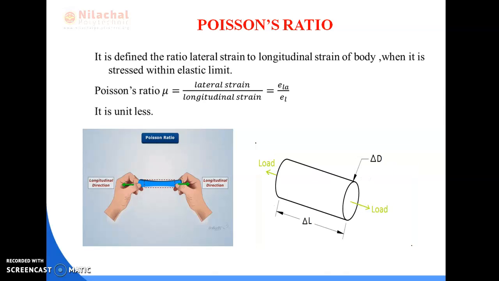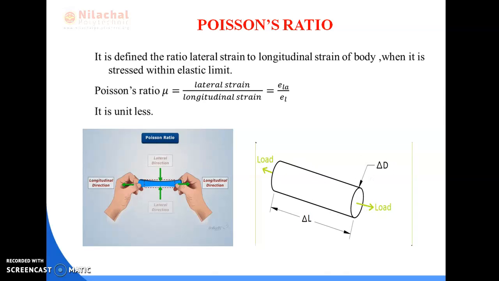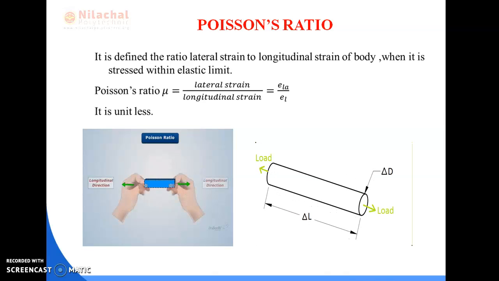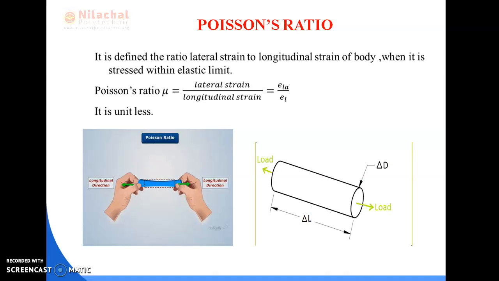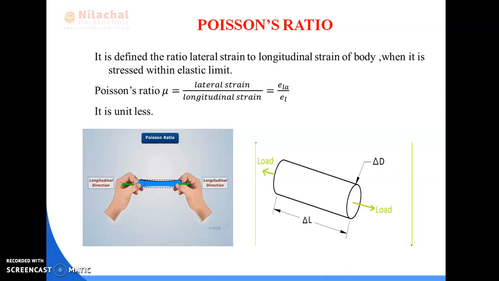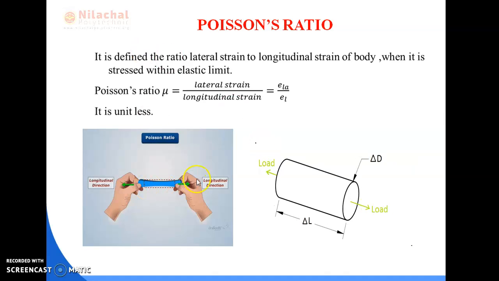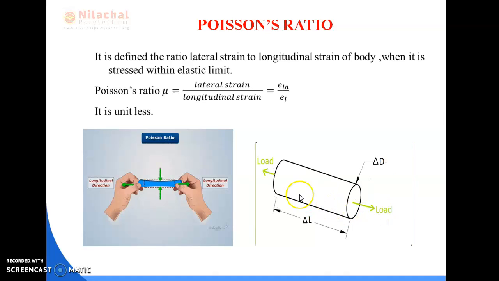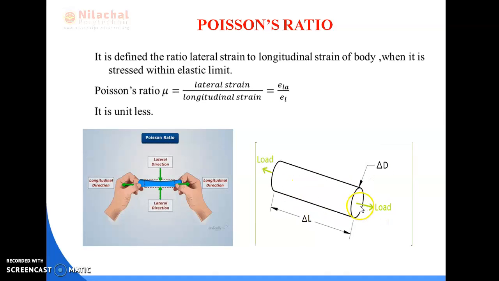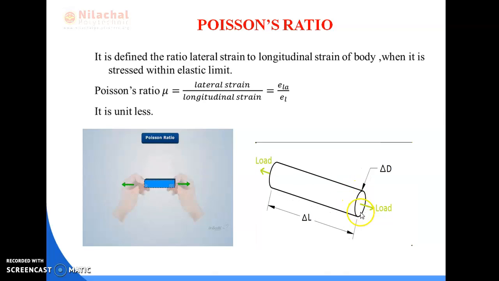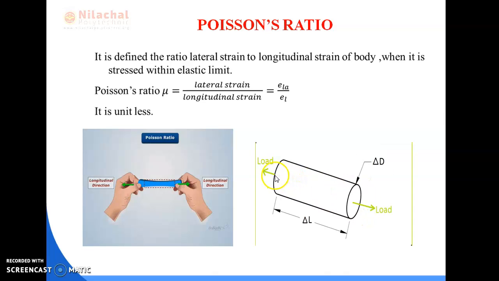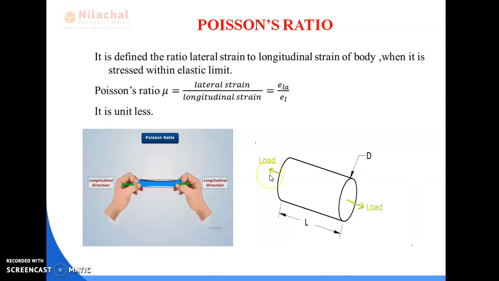So if the material is loaded within the elastic limit, during that time the ratio of lateral strain to longitudinal strain is known as your Poisson's ratio. As shown in the diagram, we are going to apply the load along the length, due to which the diameter of the material is going to decrease. So the change in diameter to original diameter ratio is known as your lateral strain. Change in length to original length is known as your longitudinal strain.